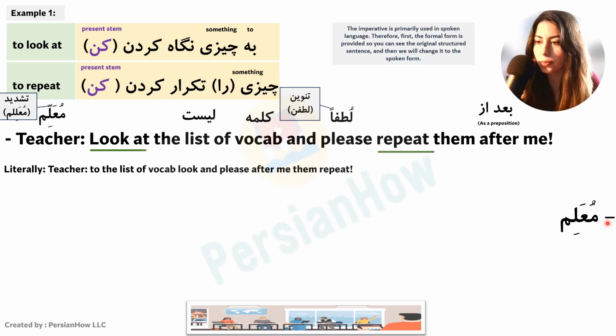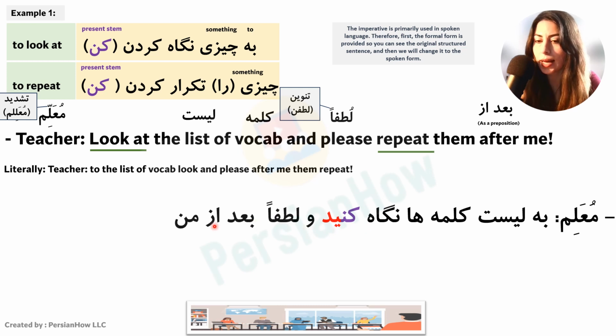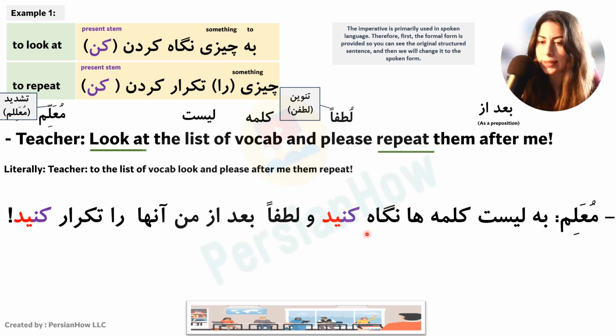So the sentence is going to be معلم به لیست کلمه ها نگاه کنید و لطفاً بعد از من آنها را تکرار کنید. So this is the imperative form, no به, because the verbal element is کردن, the same as here. And then this is the imperative form شما for plural, right? Okay, this sentence is a little bit formal. Again, imperative form is usually used in the spoken language. So let's change it a little bit and see how the informal form of it is.